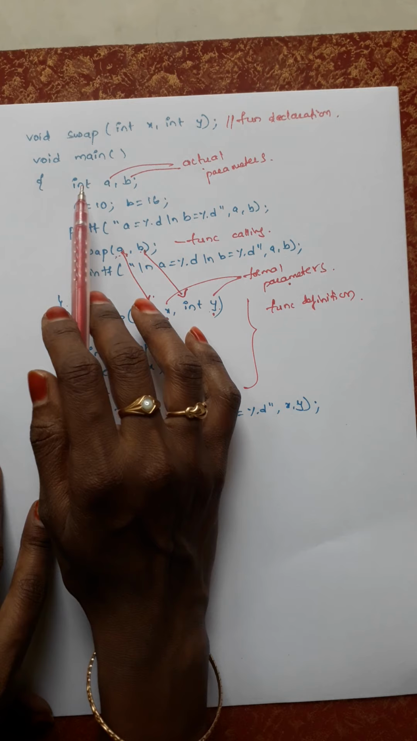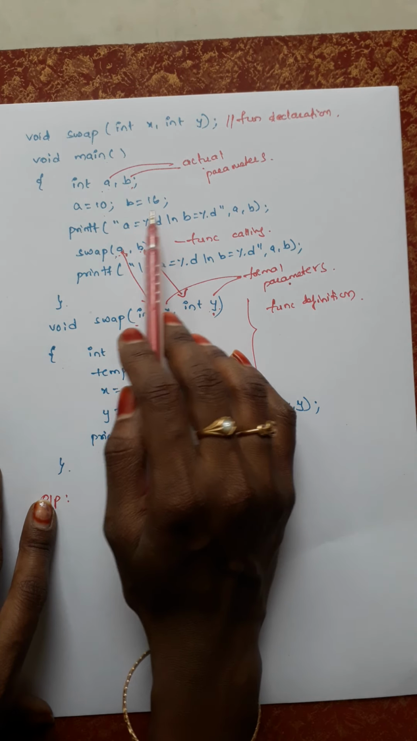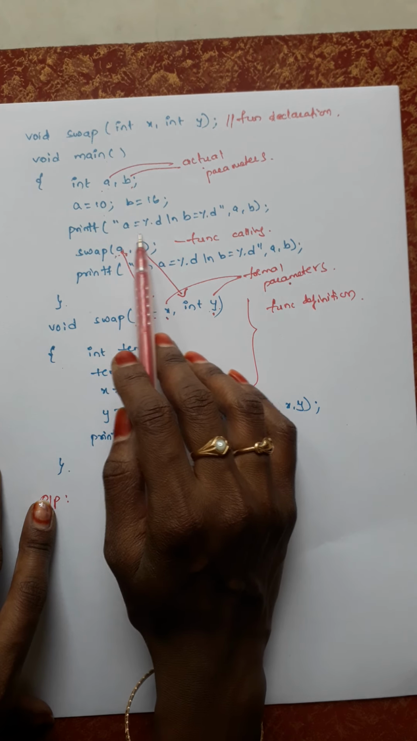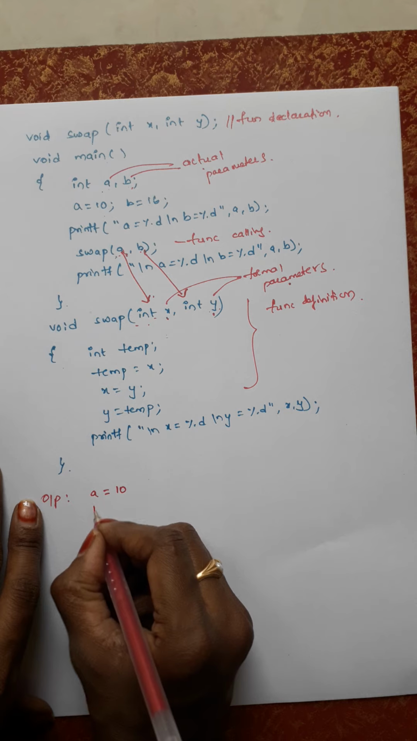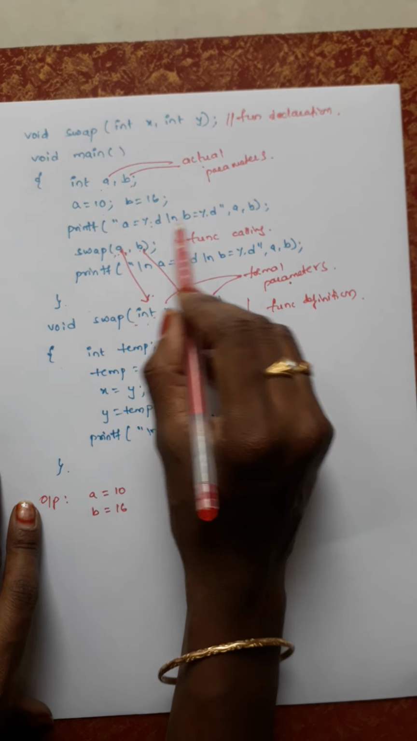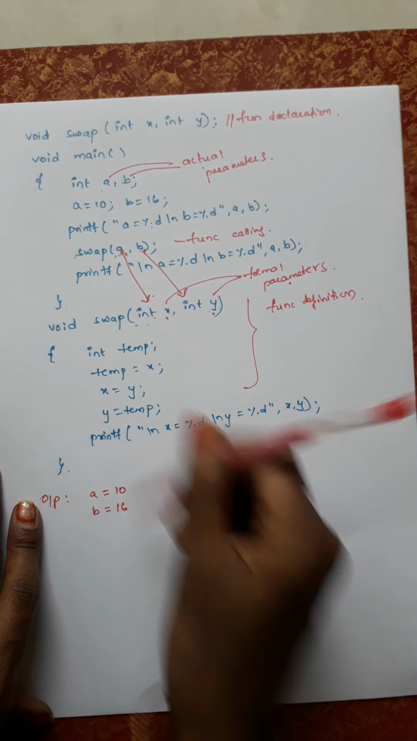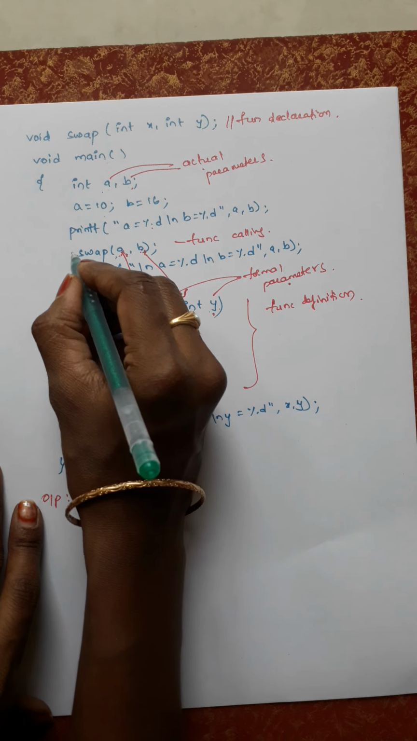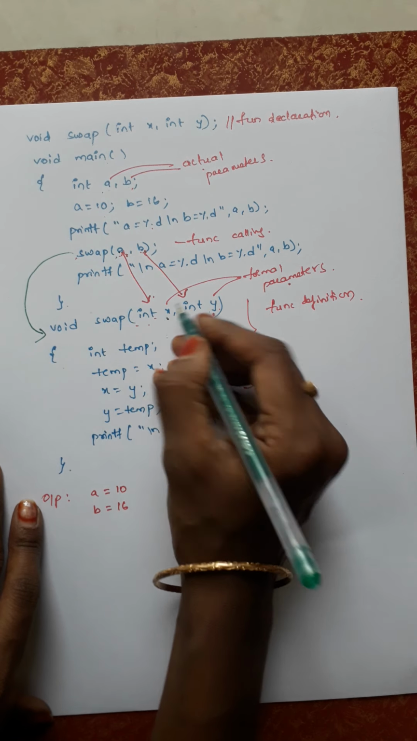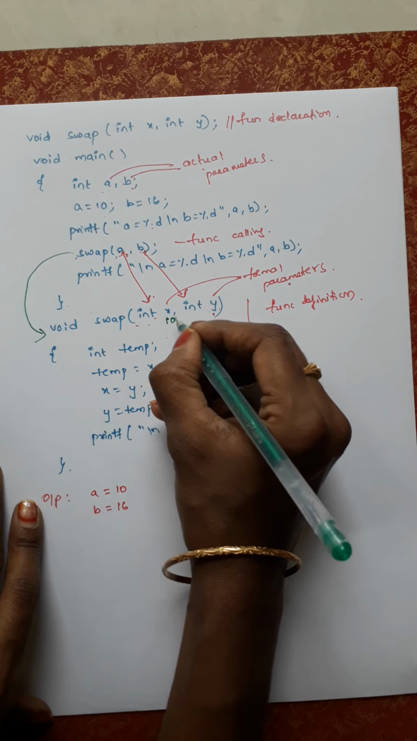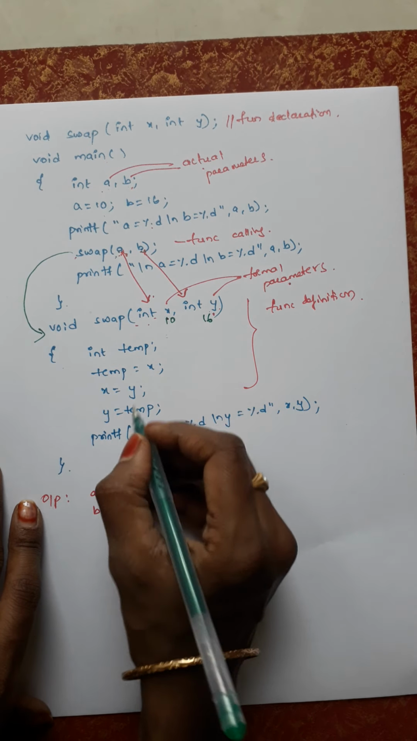In the main function, we declare the variables A and B. What is the A value? 10. What is the B value? 16. So we get A equals 10, B equals 16. Next we pass the A value and B value to the swap function. Now the control goes to the function. The A value 10 is received by X, and the B value 16 is received by Y.